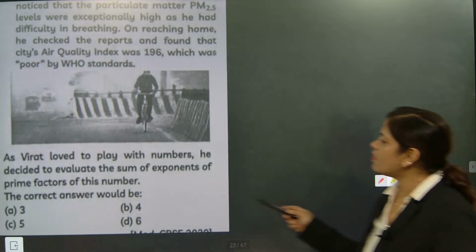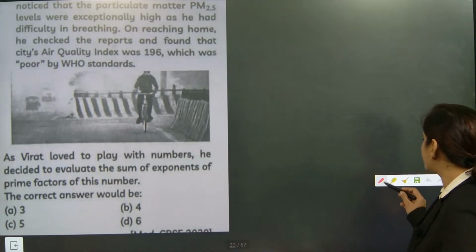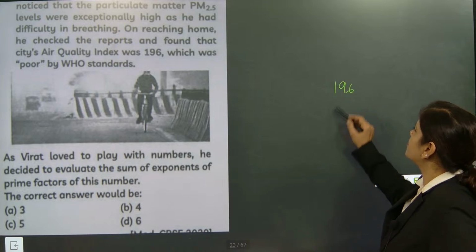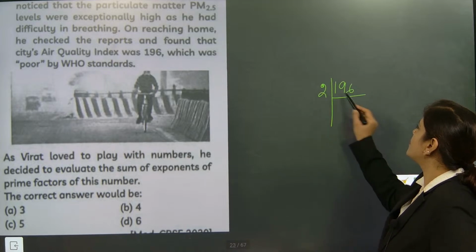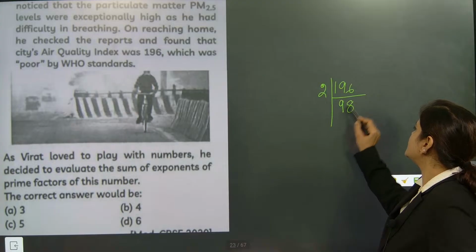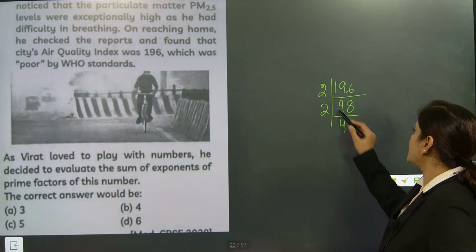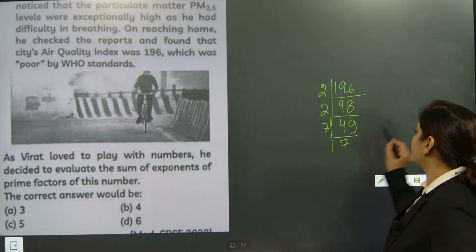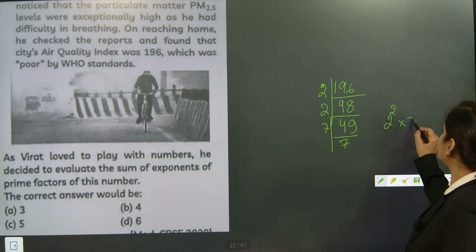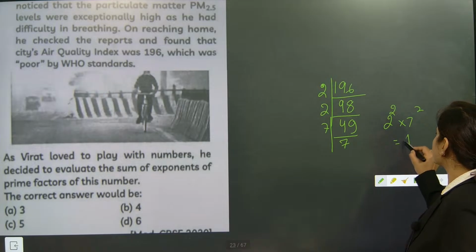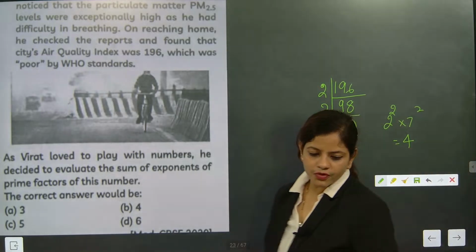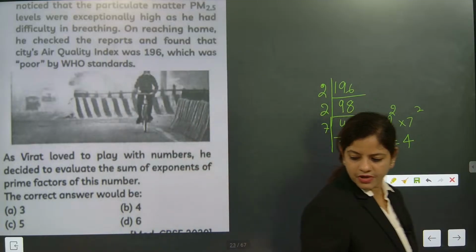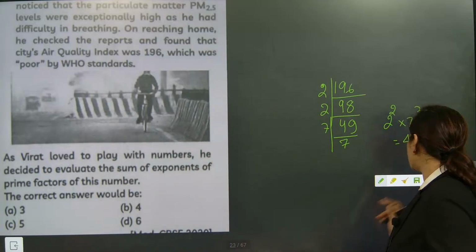See, the sum of exponents of prime factors of this number, 196. 2 nines are 18, 2 eights are 16, 2 fours are 8, and after that 2 nines are 18, and 7 and 7. So 2 to the power 2 into 7 to the power 2. So the answer is coming as 2 plus 2, 4. The exponent sum is coming as 4. Understood? Yes, the correct answer is 4.